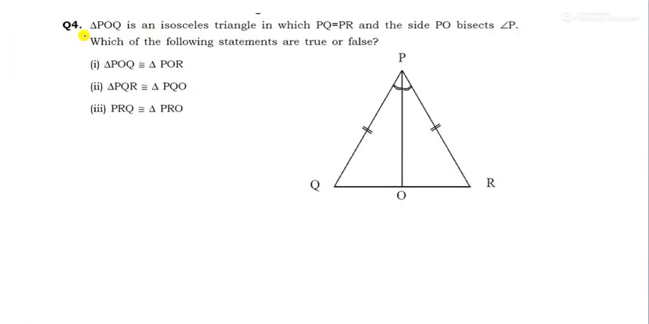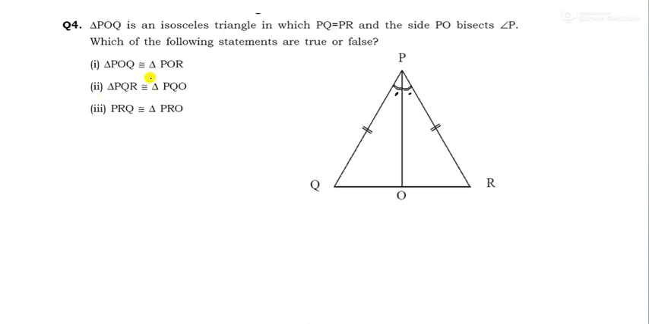Now come to question 4. What will happen in your question 4? In the figure, this one is triangle PQR, an isosceles triangle in which PQ is equal to PR, and the side OP bisects angle P, that is, this angle is bisected, so both angles are equal. Which of the following statements are true or false?